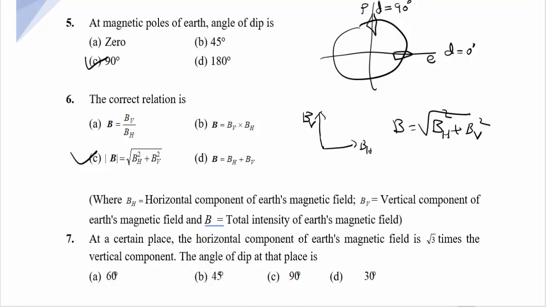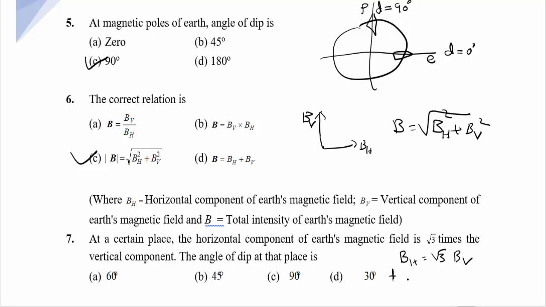Okay, next question. Seventh one. At a certain place, the horizontal component of Earth's magnetic field is √3 times vertical component. Then what is the angle of dip at that place? Angle of dip is asked. Seventh question. So it is given that horizontal component BH is √3 times BV. Now you are asked to calculate dip.